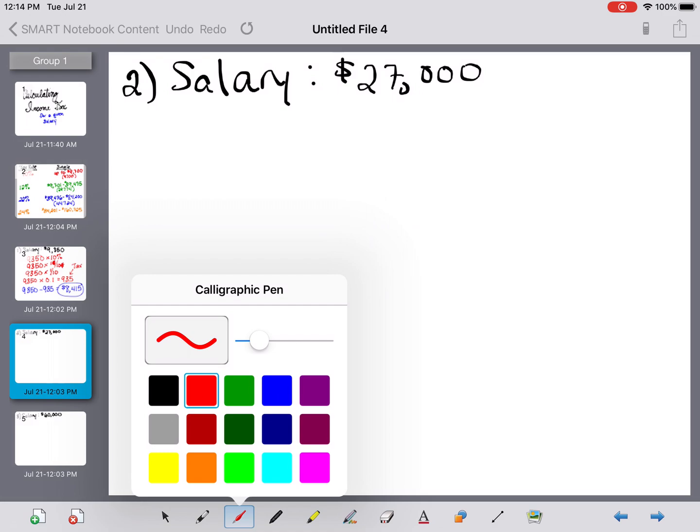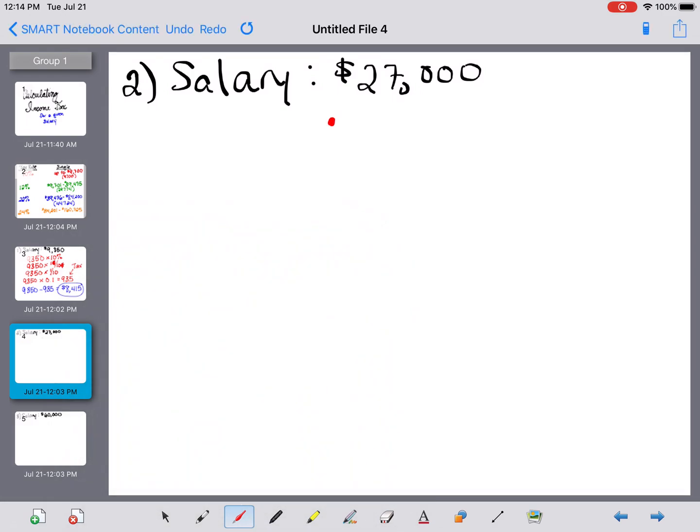So we have $9,700 at 10%. That's times 0.1, and that gets us 970. That's how much money we're losing from that first tax rate.